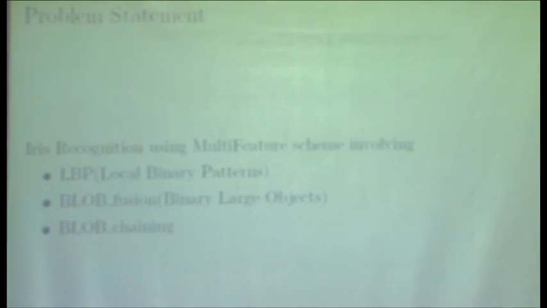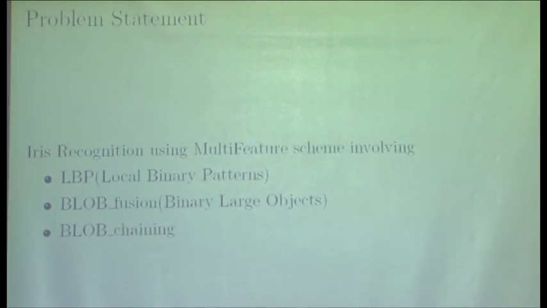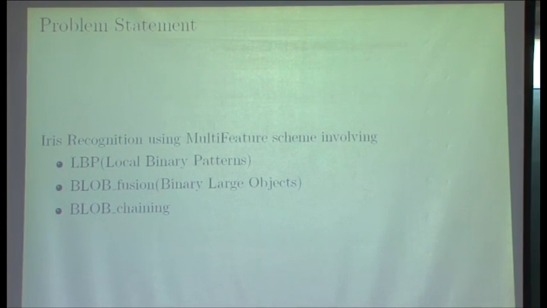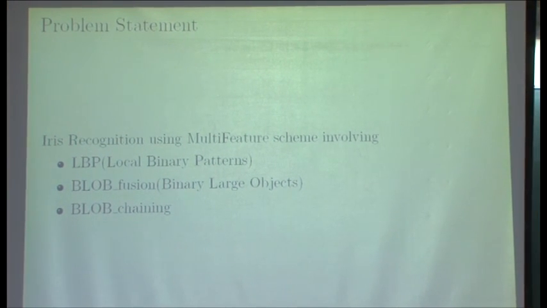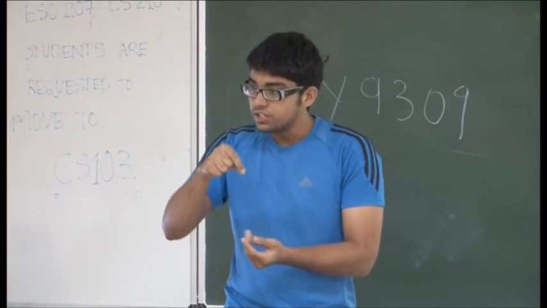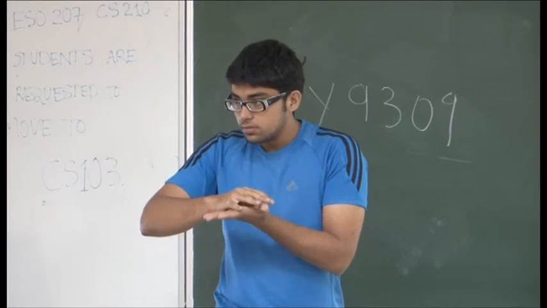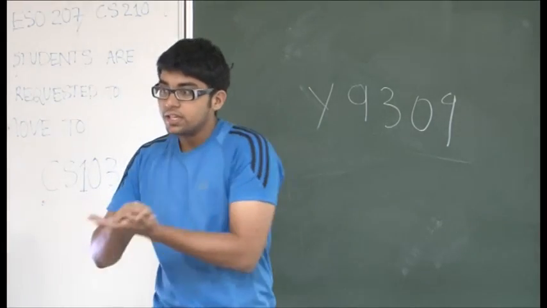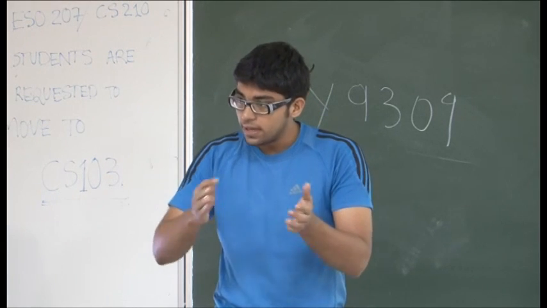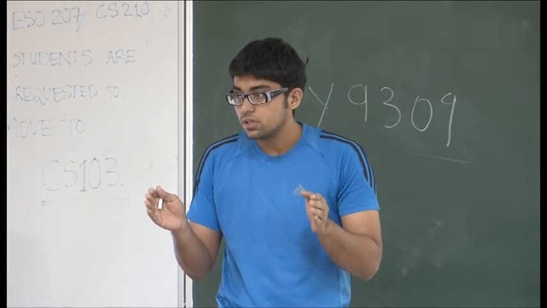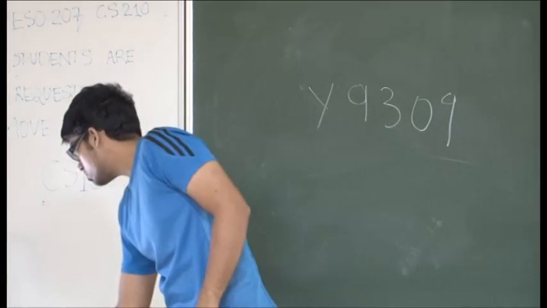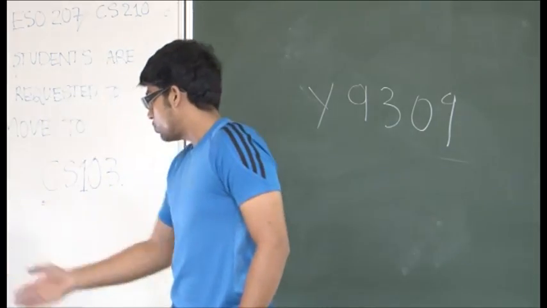So for BLOB, the paper gives us two choices. One is fusion and one is chaining. In fusion, you first create a scale space pyramid and then take the maximum of each entry and then match this matrix with all other images. And in chaining, you concatenate all these matrices and then compare it with other images. So this is the basic difference. This is the approach which I have taken.